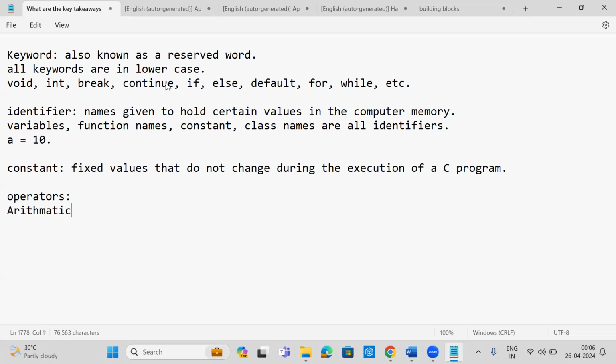For example, arithmetic operators. These are type of operators. Okay. Under arithmetic operators, we have addition, subtraction, multiplication, division, modulus. Okay. And we have comparison operators that compares the values. So we have greater than, less than, greater than equal to, less than equal to. Okay, all these are comparison operators, or we can also call them relational operators.